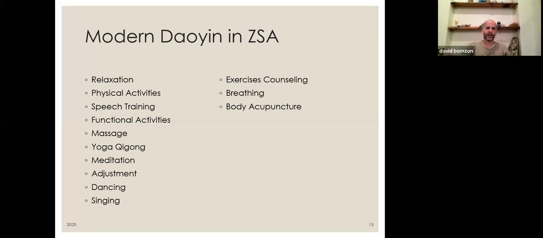Okay, the next is any functional massage, yoga, qigong, adjustment therapy, dancing, singing. The idea is to get him into a course of being active. So for example, when a patient, sometimes, it's a thought you need to take into account.